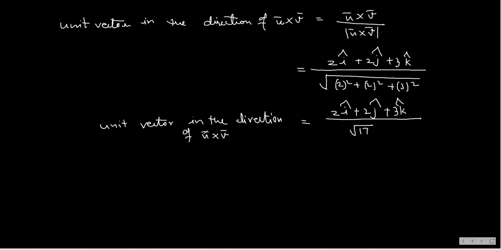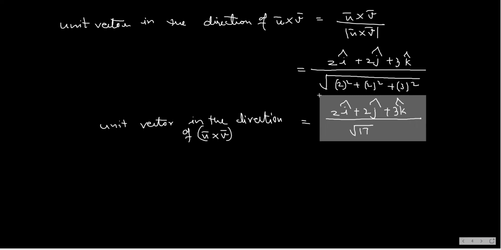What does that mean, students? It means I got the unit vector perpendicular to u bar and v bar. What they had demanded, I got it. What they had asked for, I got it. The only thing is they had asked for two unit vectors.